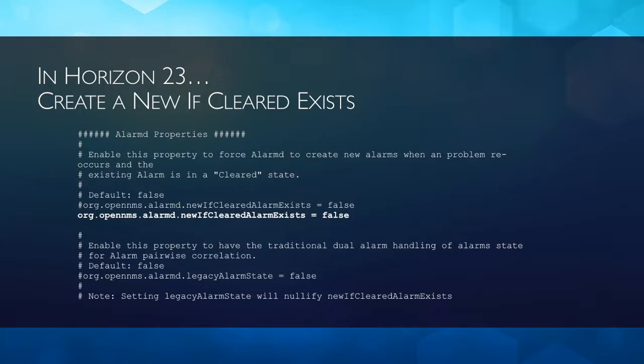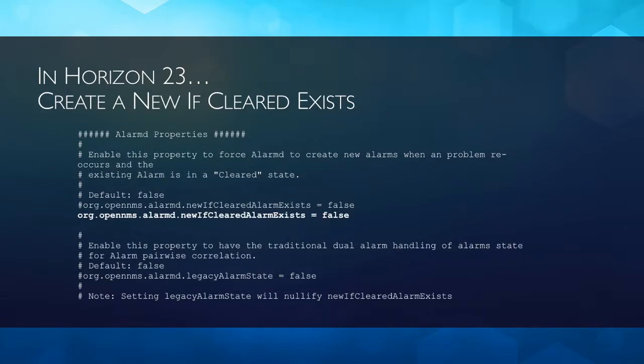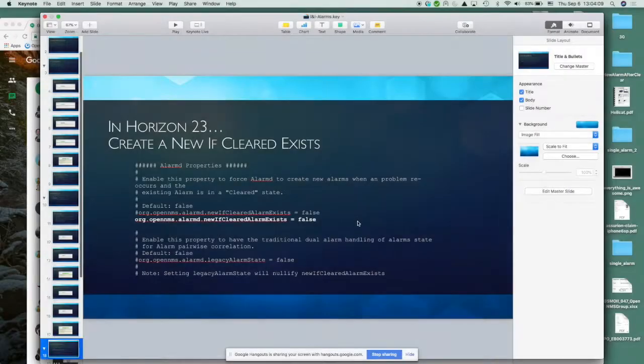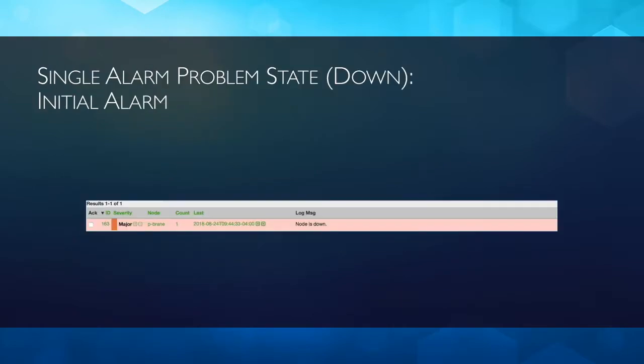Also, something that one of our customers asked for was, if there is an existing problem that's been cleared, never let this happen where the count becomes 2. So when it happens, what you can do is set this new-if-cleared-problem property to true, and I should have probably done that in the slide. Okay.